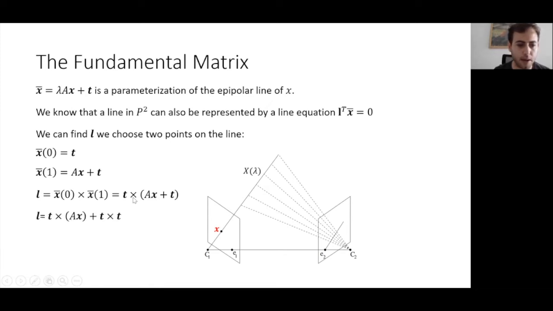Now I can open this equation and get t cross product Ax plus t cross product t. What is t cross product t? 0. Yes, it's just 0. Exactly, and we get t cross product Ax. Okay, so this is a line parameterization for the same line instead of the point parameterization as before.